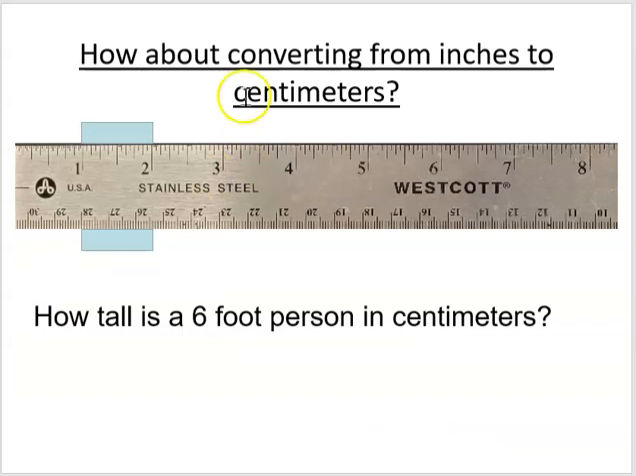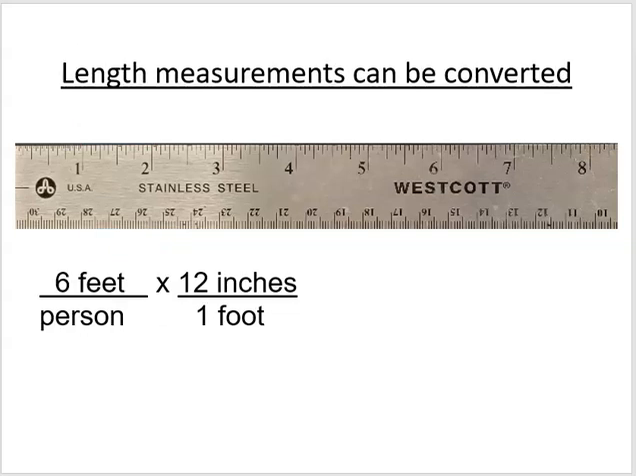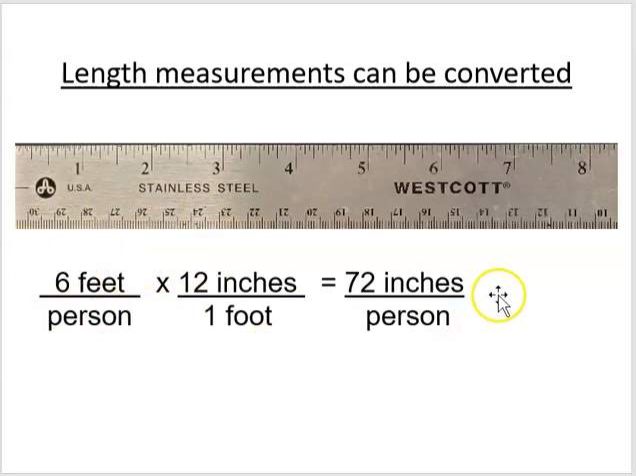So if we're looking at 1 inch or 2.54 centimeters, we could ask, how tall is a 6-foot person in centimeters? For this, we're going to be converting length measurements from the English standard system to the international standard system, the metric system. Knowing that there are 12 inches in 1 foot, we can take that 6-foot person and convert the height from feet to inches. In this first one, we've got 72 inches for that person.